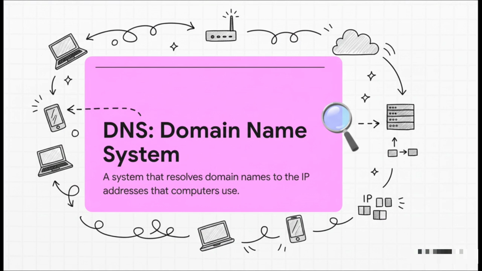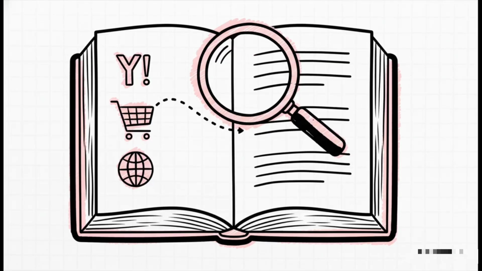And that solution? It's called the Domain Name System, or DNS for short. Its main job, its whole purpose, is to resolve, or translate, the domain names we type into the IP addresses that computers actually need to connect. Probably the easiest way to wrap your head around it is this. DNS is the phone book for the entire internet. It's that simple. You want to call someone, you look up their name to get their number. Well, DNS does the exact same thing, but for websites. It looks up a site's name to find its numerical IP address.